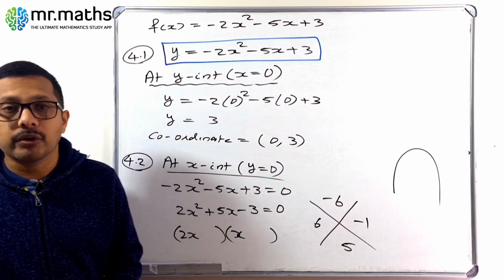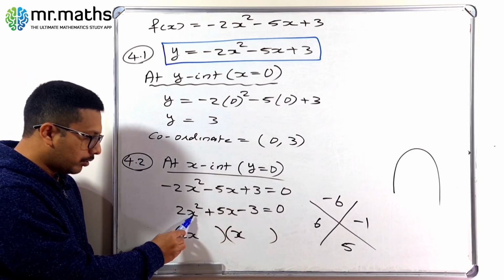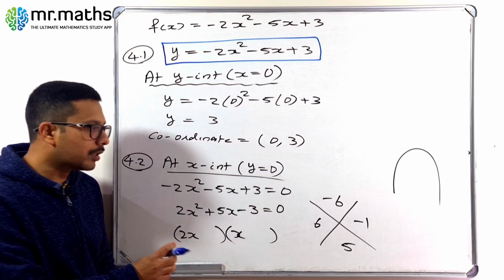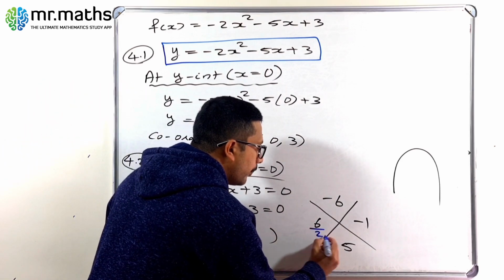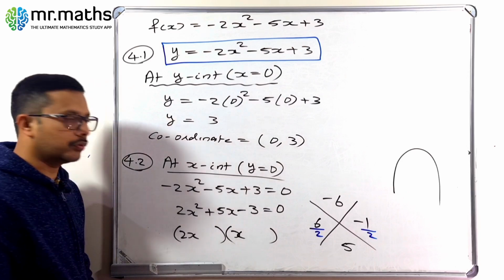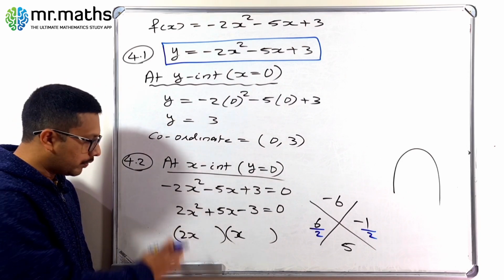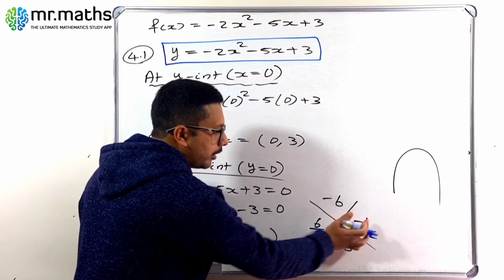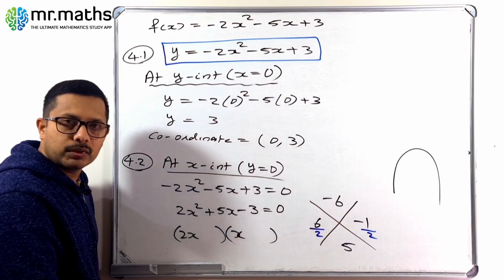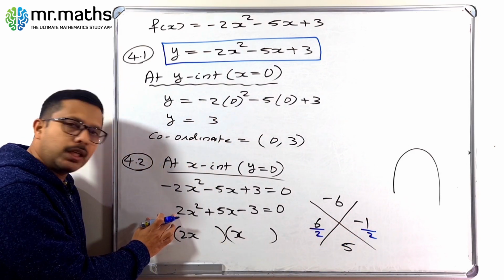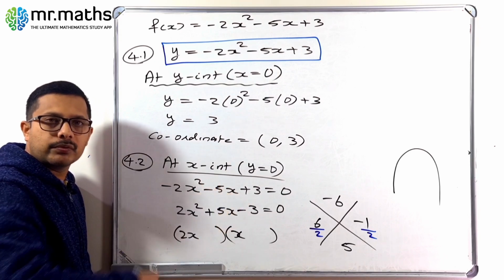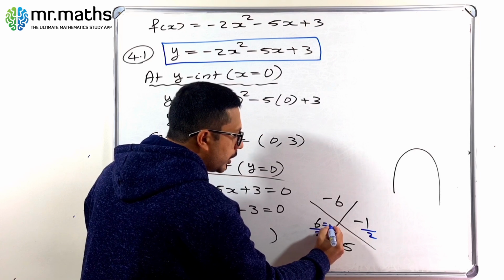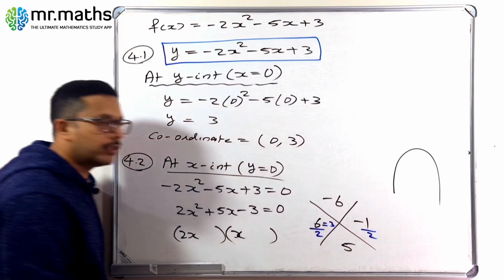Okay. But you have to do one more thing. Here, what is the coefficient of x squared? It is 2. So what you have to do is divide both of these numbers by 2. Divide both 6 and minus 1 by 2. You understand? If here it is 3, then divide both numbers by 3, like that. So what is 6 by 2? 6 by 2 is 3. What is minus 1 over 2? Just leave it like that.